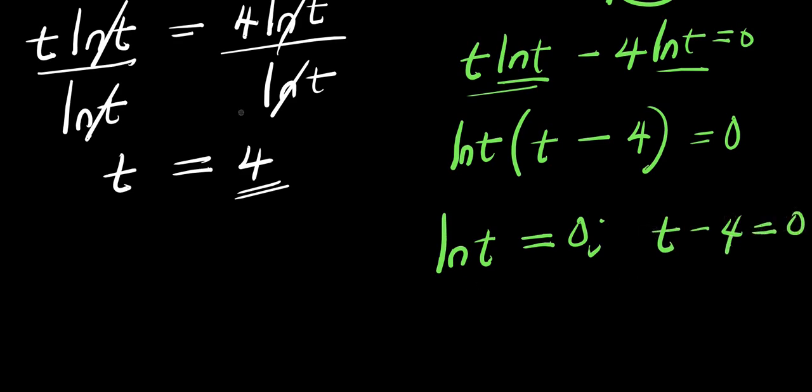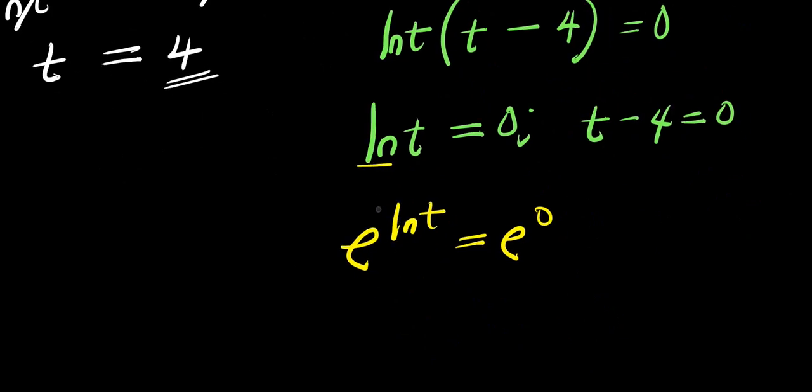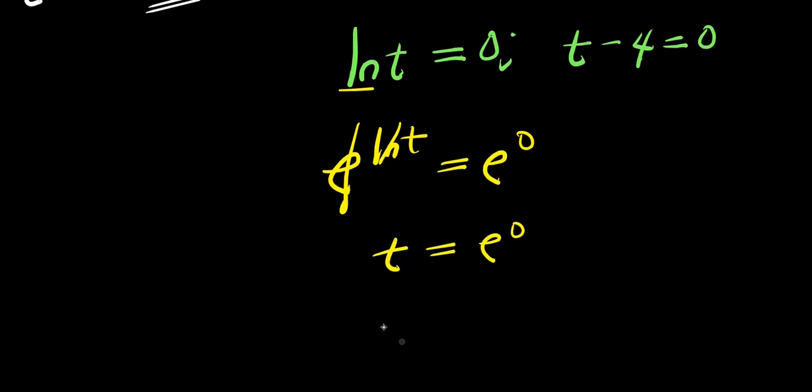So if ln t equals 0, you can solve for t by eliminating this ln. You have e power ln t equals e power 0. So at this particular point here, e eliminates ln. You have t equals e power 0, and e power 0 is 1. So you have t equals 1.